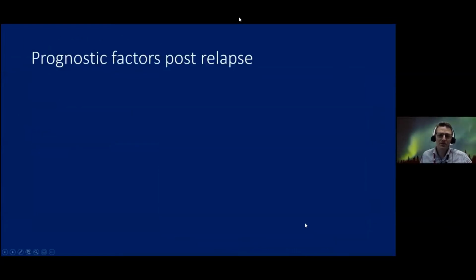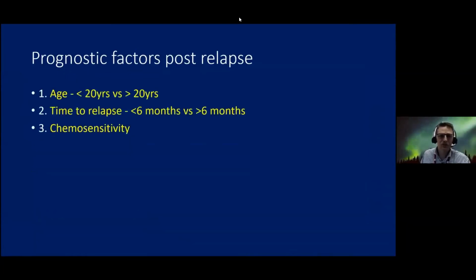So what are the prognostic factors post-relapse that impact outcome and survival? Well, there are a number of established prognostic factors that really come across in all published series, and they really relate to age, as is often a prognostic factor in hematological malignancy. It's clearly borne out in the post-relapse situation for AML post-allograft, with those less than 20 having a better survival than those over the age of 20.